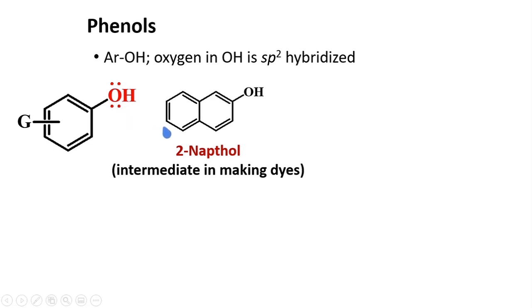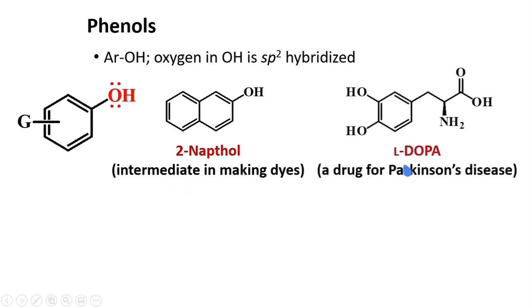Examples of phenols are naphthol, an intermediate in making dyes, and L-DOPA. L-DOPA is a drug for Parkinson's disease. It has 2 hydroxyl groups.